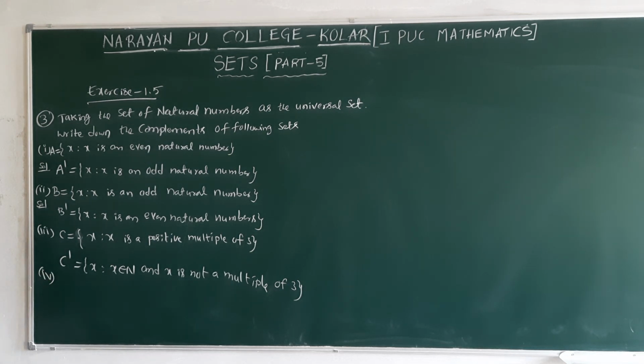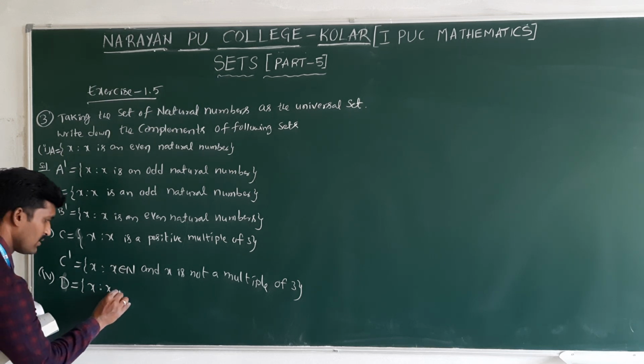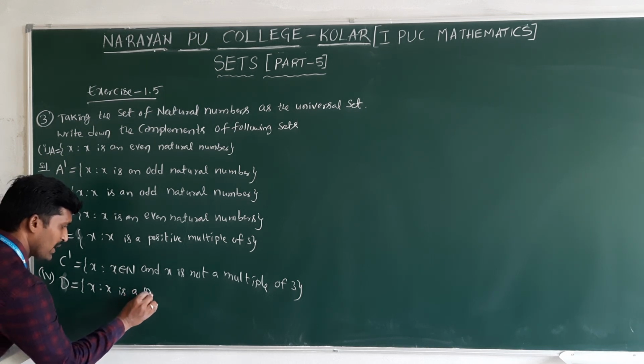Next, fourth question, I'll take this as D. X such that X is a prime number.